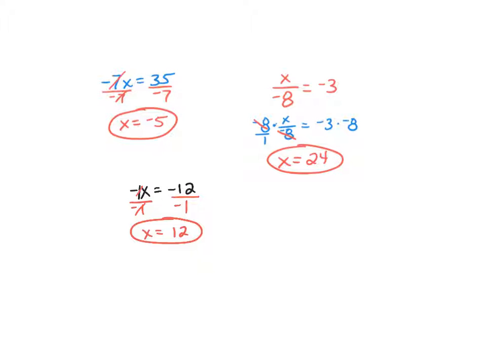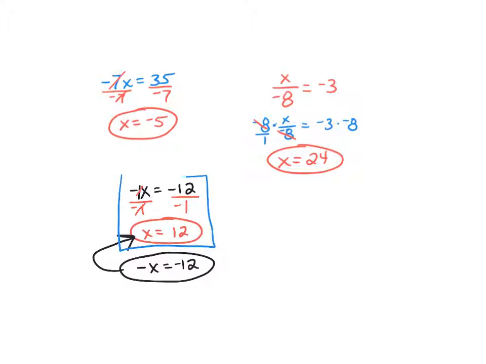And when you think about it, remember, this was the original problem. The opposite of x is equal to negative 12. Well, if the opposite of x is equal to negative 12, then x would have to be equal to 12. You could use that logic as well, but if you want to show it algebraically, what I did right here shows what you are doing algebraically to get that answer.